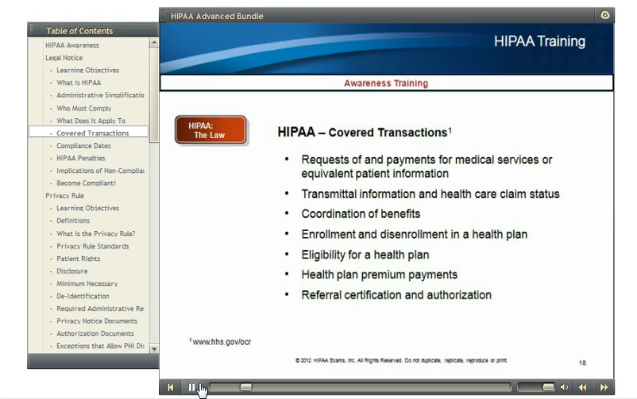HIPAA, covered transactions. Requests of and payments for medical services or equivalent patient information. Transmittal information and healthcare claim status. Coordination of benefits. Enrollment and disenrollment in a health plan. Eligibility for a health plan, health plan premium payments, referral certification and authorization.